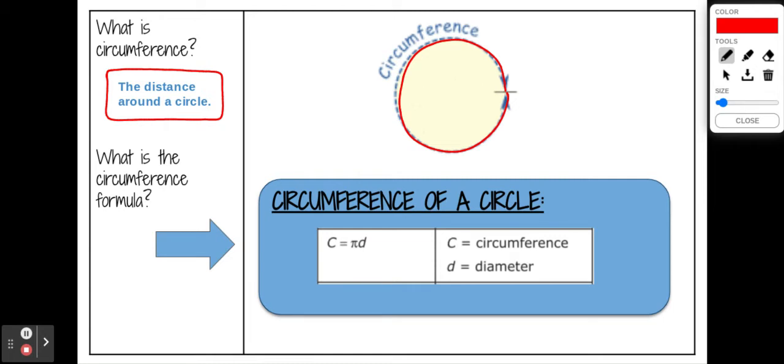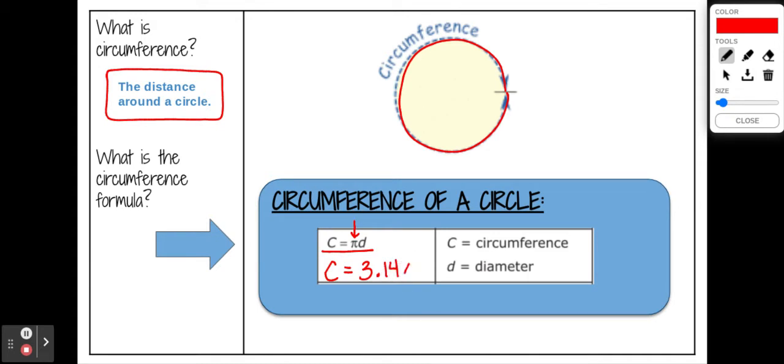Okay, and what's the formula for circumference? Well, in your notes, I'd like you to write that circumference is equal to pi times diameter. Now, for the pi right here, we're going to use the number 3.14. So I'd like you to write down the formula, circumference equals pi times diameter, but just note that we will be using the number 3.14 to approximate pi, since pi is irrational.